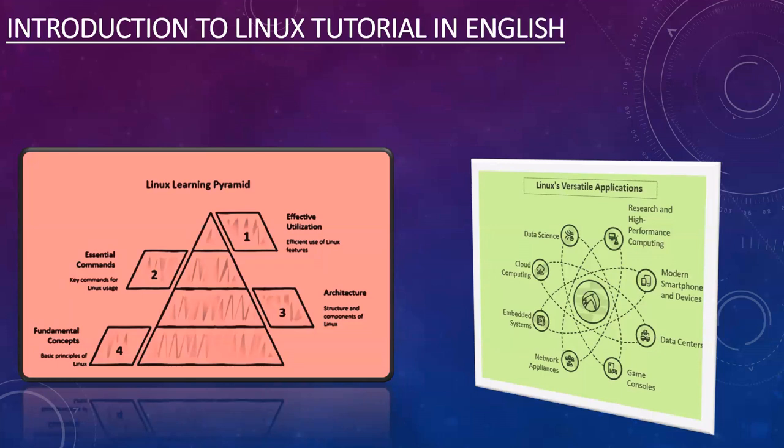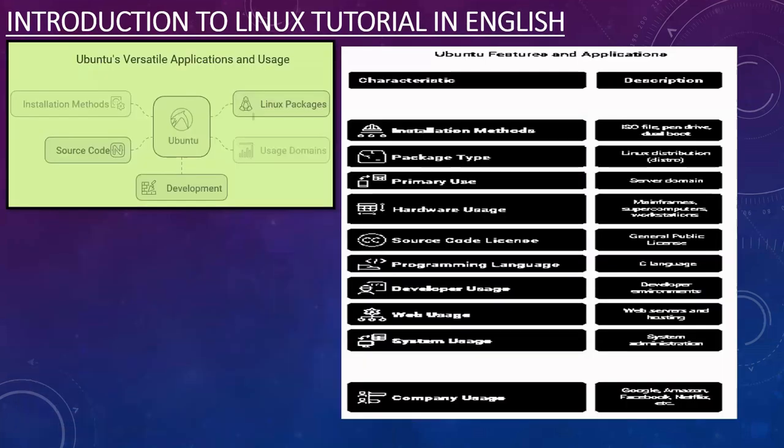So, the Linux learning pyramid. Effective utilization: effective use of Linux features and essential commands, key commands for Linux usage. Architecture: structure and components of Linux. Fundamental concepts: basic principles of Linux. Ubuntu versatile applications and uses: Linux package uses, domain development, source code installation method, Ubuntu features and applications, characteristics and description. Installation methods: ISO file, pen drive, dual boot.